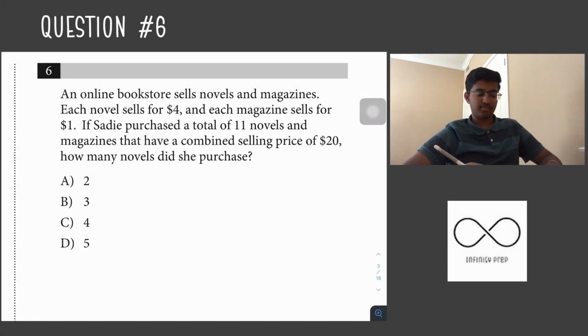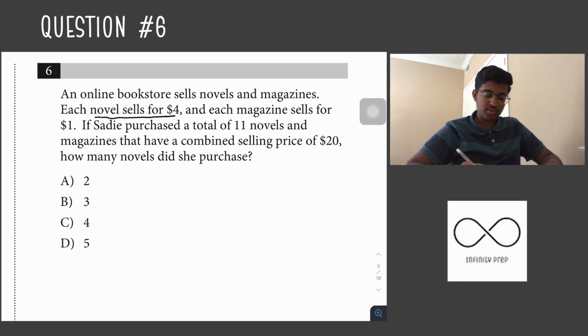Question number 6. An online bookstore sells novels and magazines. Each novel sells for $4 and each magazine sells for $1. If Sadie purchased a total of 11 novels and magazines that have a combined selling price of $20, how many novels did she purchase? This is a problem that requires systems of equations, and we need to create two equations based on the information in the question.